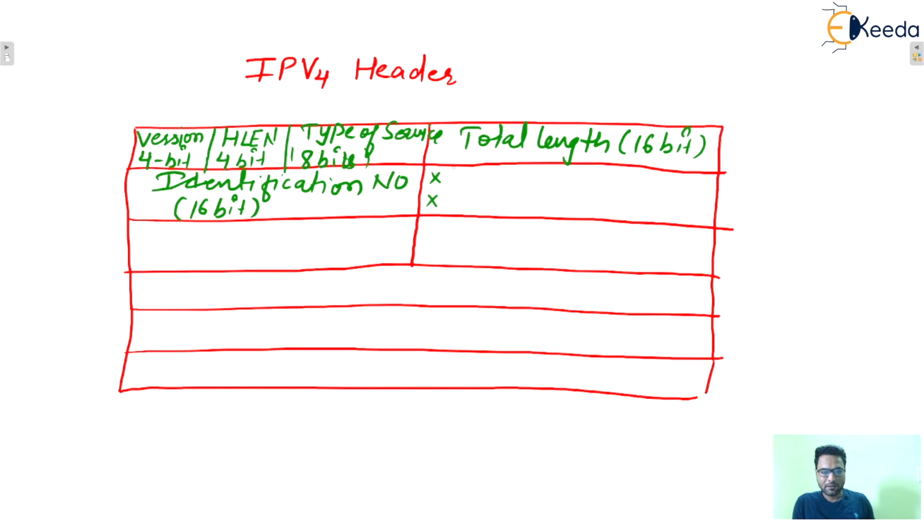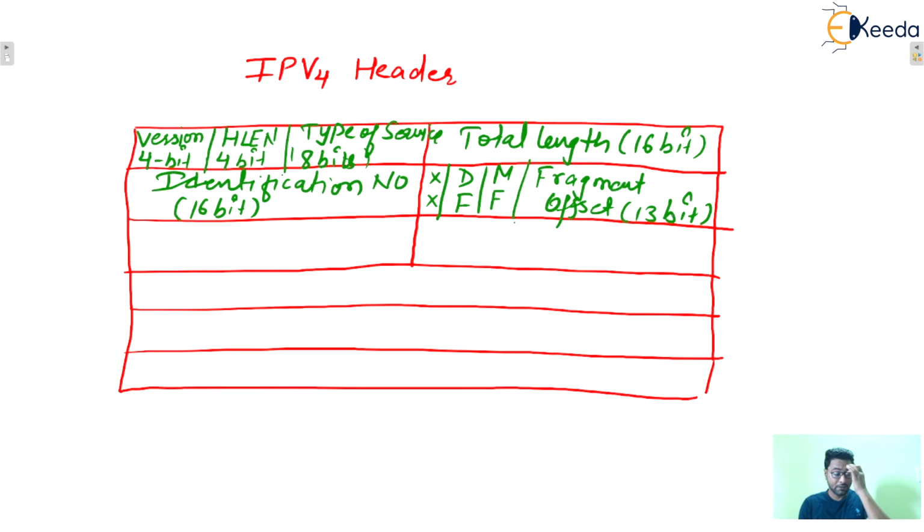This one bit is of no use. Next bit is don't fragment. DF stands for don't fragment. This is one bit. MF, this is also one bit, more fragments. And the last one is fragment offset. This is of 13 bits.